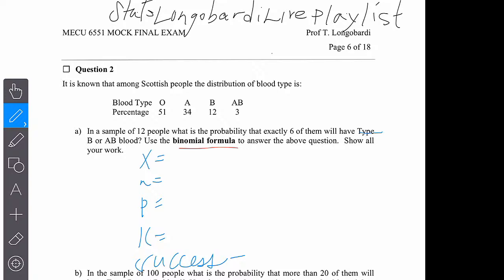Type B or AB blood. And each time we look for type B or AB blood. The probability of type B or AB blood is this. 12 and 3 is 15%. 15% represents the probability of getting what I'm looking for, the success. So this is 15%.